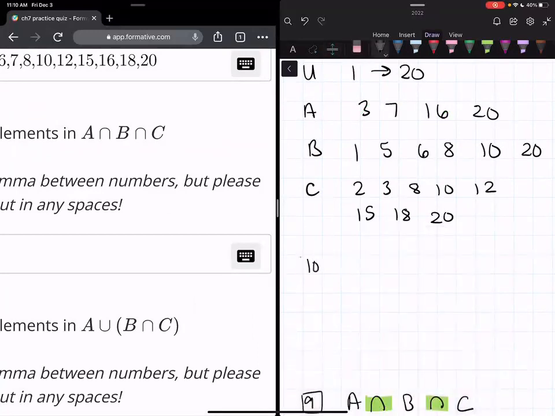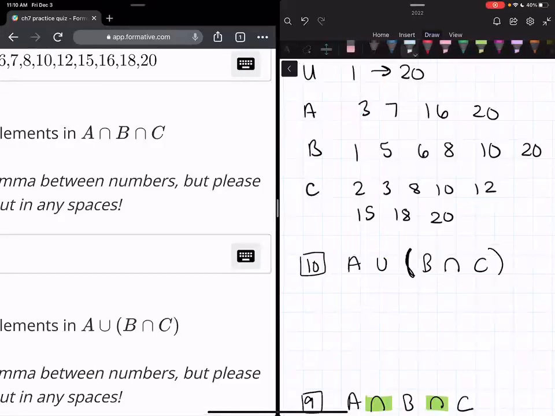Okay, let's look at 10. A union B intersect C. So which part should we do first? The one in parentheses. So what does that symbol mean? What they share. So what do B and C share? 8, 10, and 20. So it's not the final answer, that's the midway step.